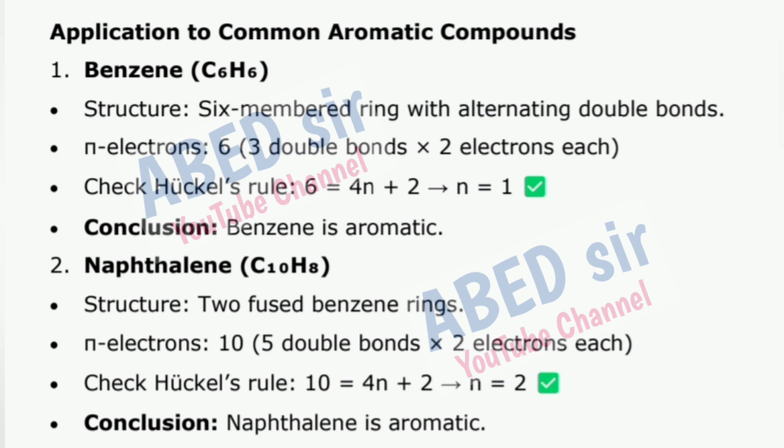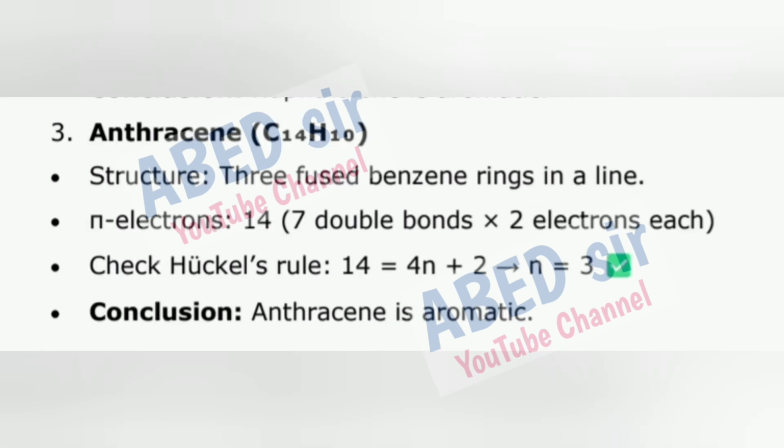2. Naphthalene, C10H8. Structure: 2 fused benzene rings. Pi electrons: 10, from 5 double bonds times 2 electrons each. Check Huckel's rule: 10 equals 4n plus 2, with n equal to 2. Conclusion: naphthalene is aromatic.